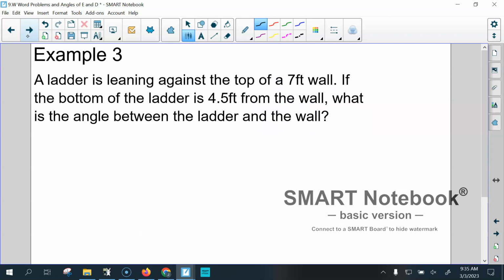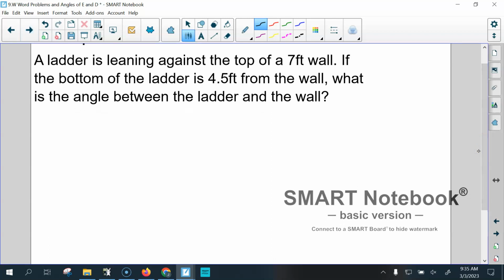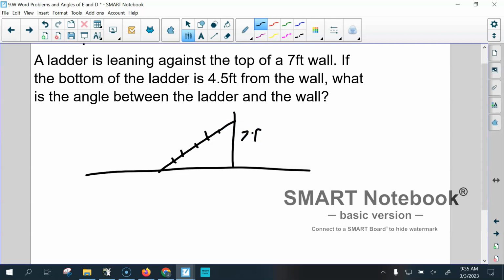Now we don't have a picture. This time we're going to draw our own. And we're going to bring our best artwork into it. So we're going to have a ground. We got a ladder and a wall. So here's my wall. Here's my ladder. Just, it's wonderful. If you want to put little things on it, look at that great drawing. So the top of a 7-foot wall. So this is 7 feet here. Okay? At the bottom of the ladder is 4.5 feet from the wall.